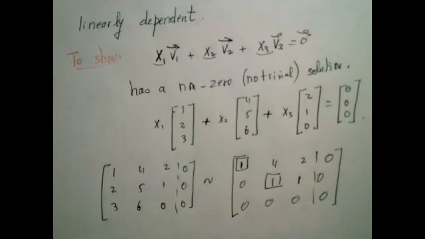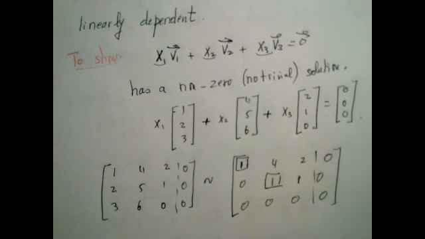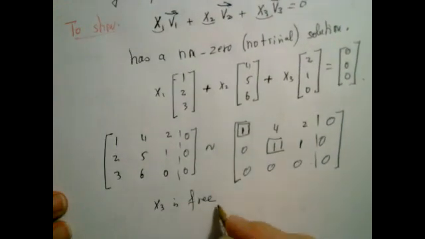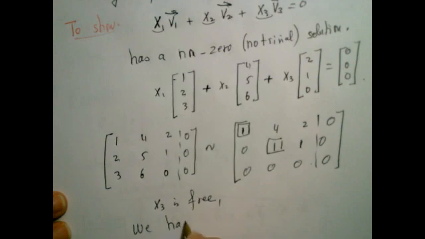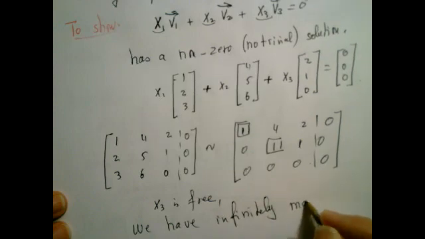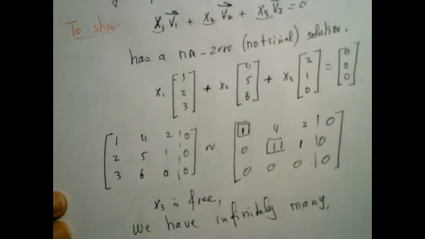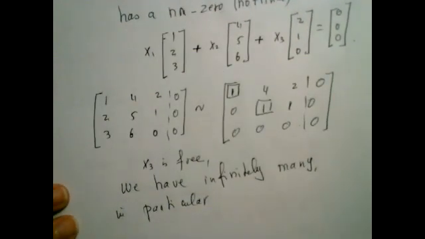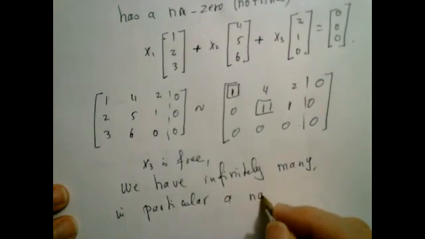Can I find a non-zero solution to satisfy this equation? What can you say? Yes? Absolutely yes, because there is a free variable, of course. Here x3 is free. You can take any value you want. Since x3 is free, it means we have infinitely many solutions. In particular, because what I want is a non-zero solution, we have infinitely many, and in particular, a non-zero solution.